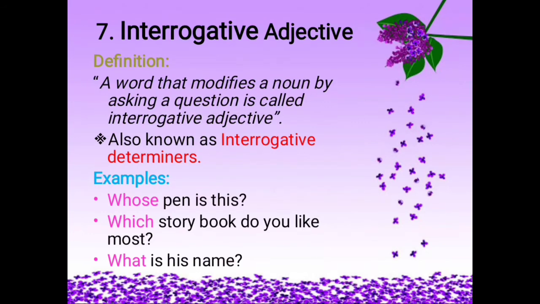And the seventh one is interrogative adjective. A word that modifies a noun by asking a question is called interrogative adjective. It is also known as interrogative determiners. Whose pen is this? Now, whose is what? Interrogative adjective. Which storybook do you like most? What's his name?